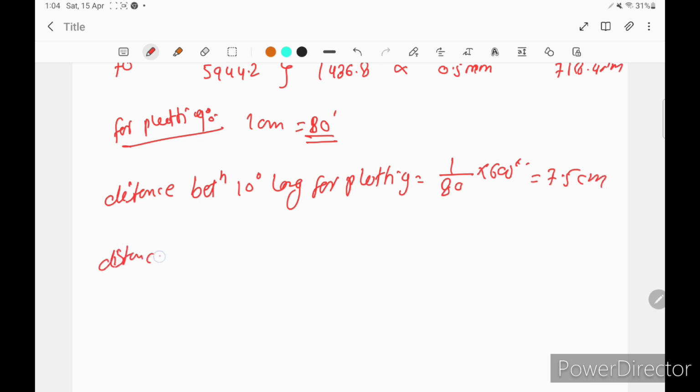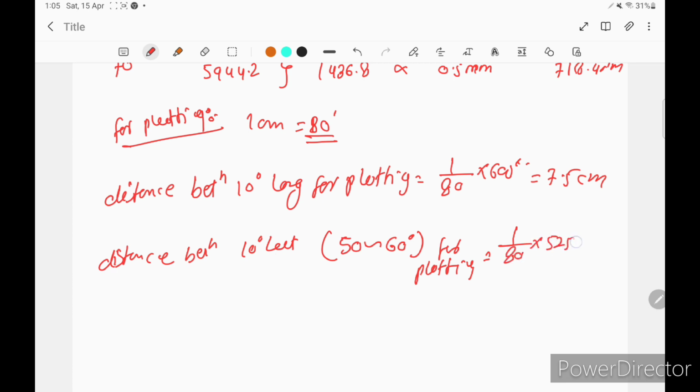Now the distance between 10 degrees latitude, which is 50 to 60, for plotting. So 1 divided by 80 into 525.3, which gives 6.566 centimeters.